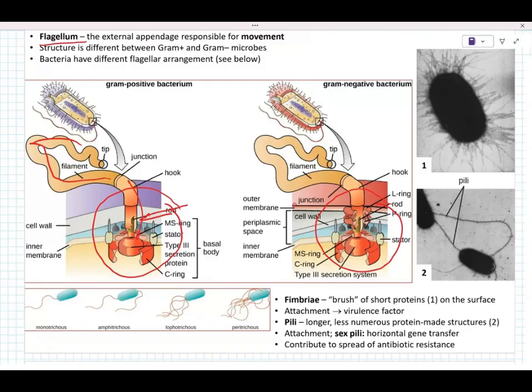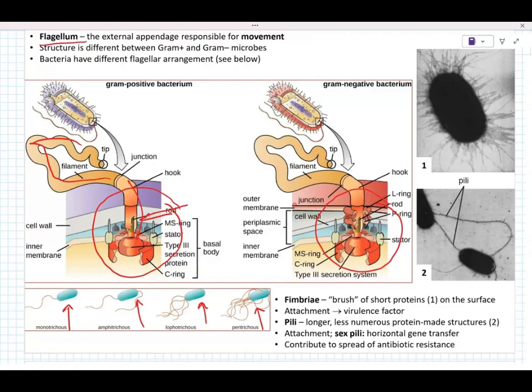Bacteria can have one flagellum. In this case, we call them monotrichous. Two flagella on the opposite ends of the cell, we call them amphitrichous. Lophotrichous bacteria have multiple flagella on one side, and peritrichous bacteria have flagella all over the surface.